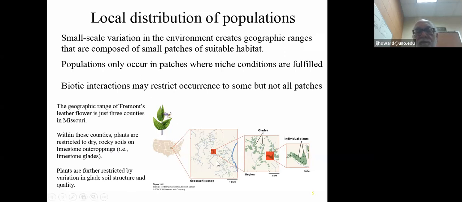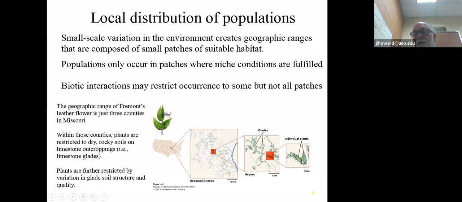So here is an overall map of the 3 counties, and the little green things show you the distribution of these limestone glades where the plant occurs. So the geographical range may be these 3 counties, but that doesn't mean it occurs everywhere. The niche conditions are actually only fulfilled in very restricted areas. So we're going to zoom in further and further, and here is a little stream course, and you can see that there are patches of these plants along these streams. So the glades are distributed along stream beds, but the hills and the stream valleys don't have those glades. So here's where you actually find the niche conditions being fulfilled.